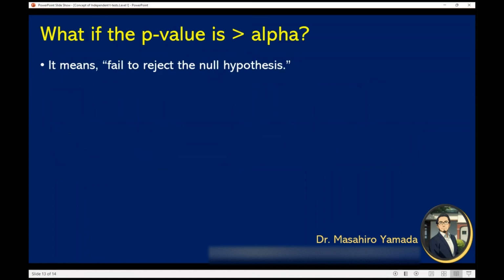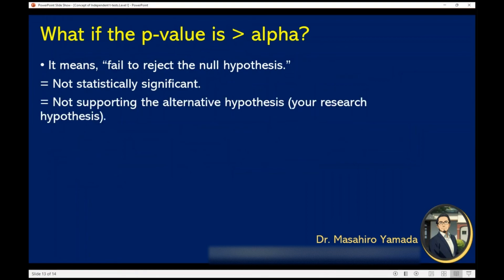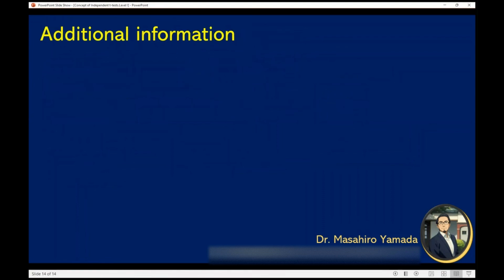What if the p-value is greater than the alpha? That means you fail to reject the null hypothesis. Therefore, it is not statistically significant and you cannot support your research hypothesis.